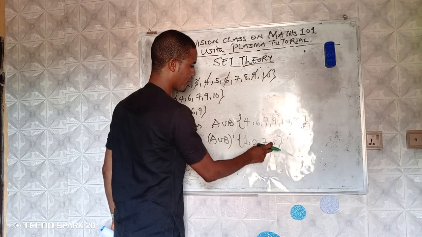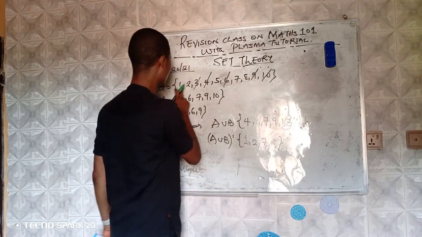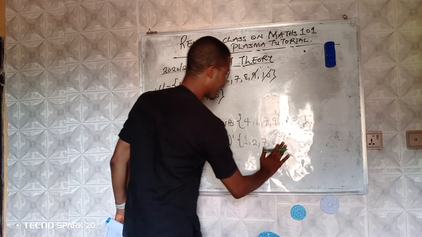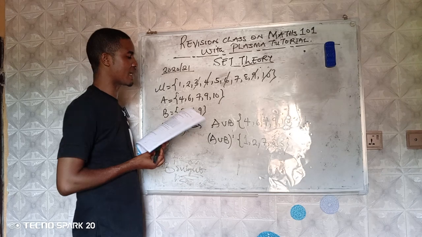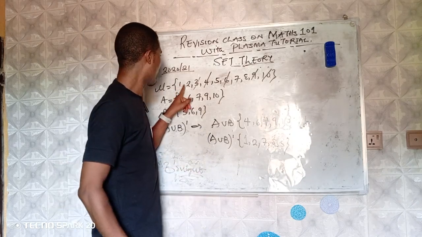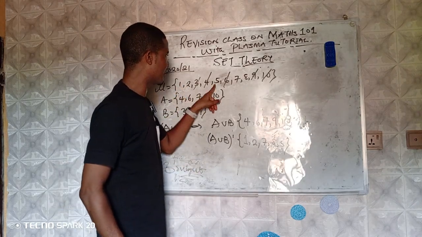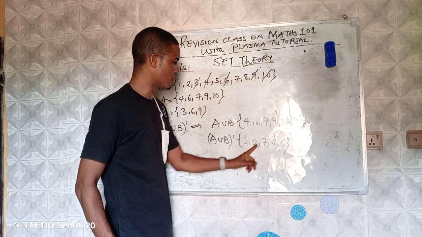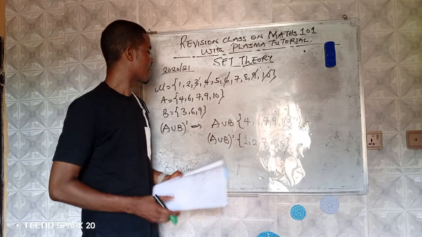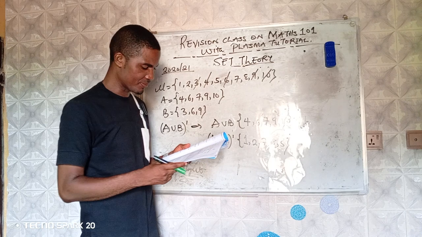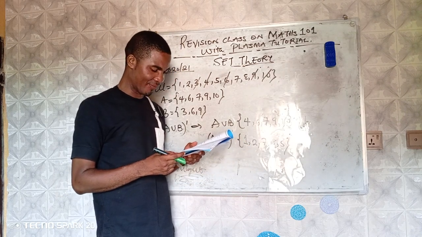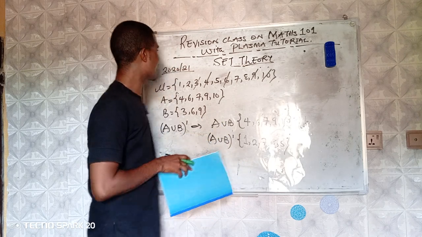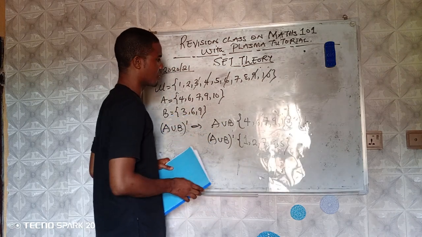1, 2, 3, 4, 5. Okay, 1, 2, 3. There is no 5 there. Please, you have to be careful. Why I'm doing this is because of the exam. You must make sure that the cardinalities are complete. So A union B complement becomes 1, 2, 7, 8, and 5. That ends us with 2020.